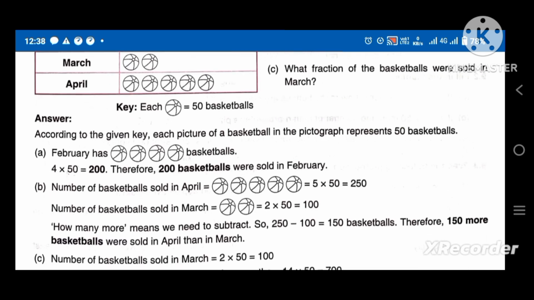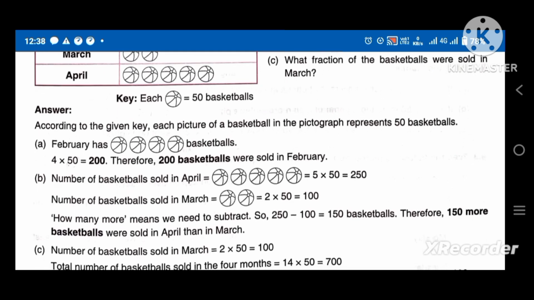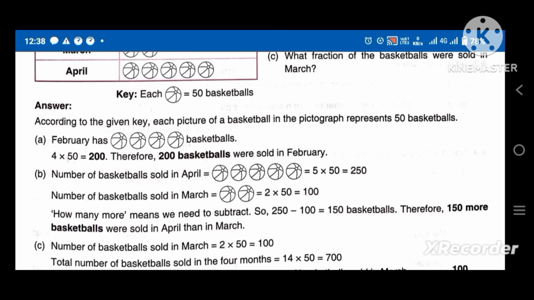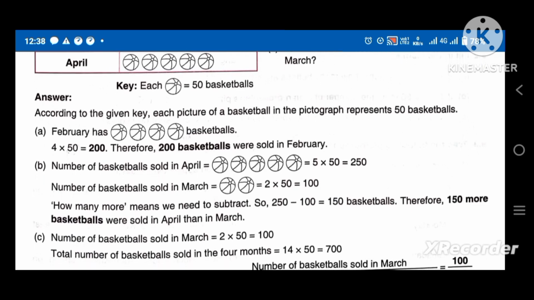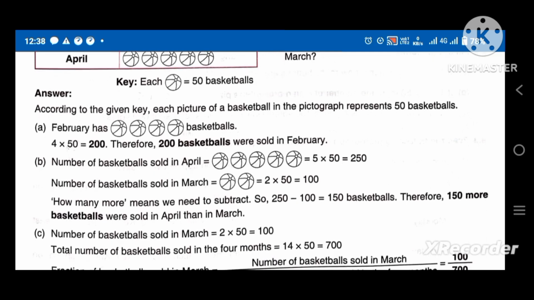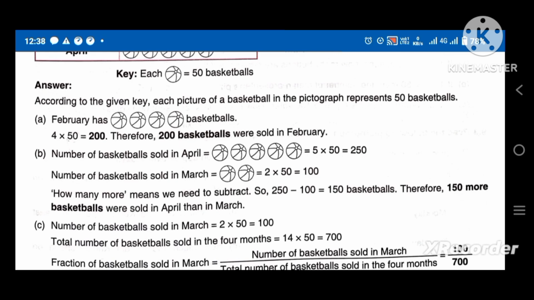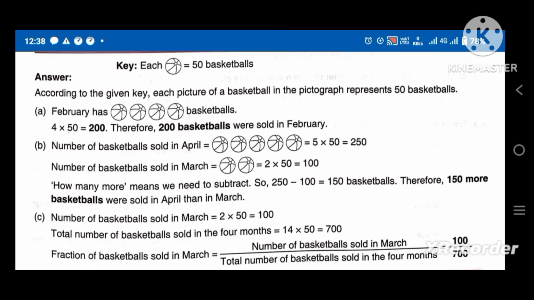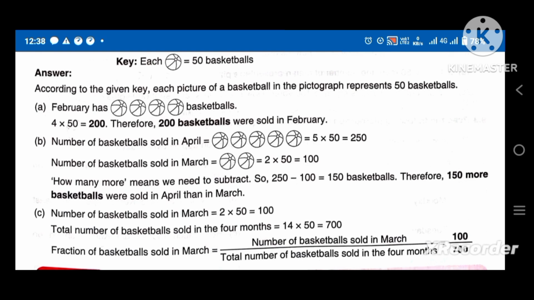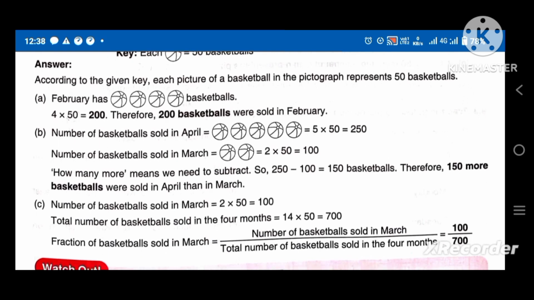B. Number of basketballs sold in April: 5 into 50 is equal to 250. Number of basketballs sold in March: 2 into 50 is equal to 100. How many more means we need to subtract. So 250 minus 100 is equal to 150 basketballs. Therefore, 150 more basketballs were sold in April than in March.